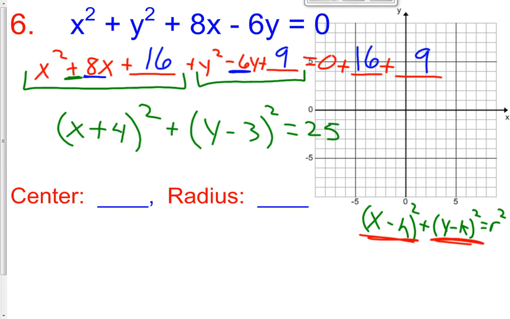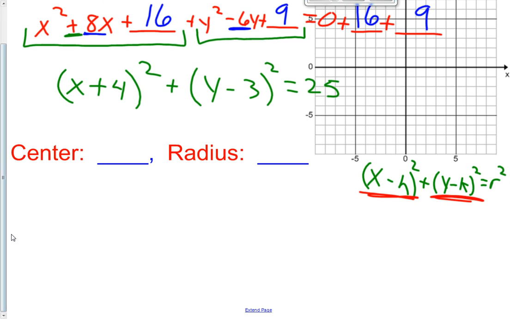Voila! We have ourselves the equation of a circle. x minus h quantity squared plus y minus k quantity squared equals the radius squared. So the center is at negative 4, positive 3, take the opposite of what's inside the binomials, and 25 equals r squared, so the radius equals 5.